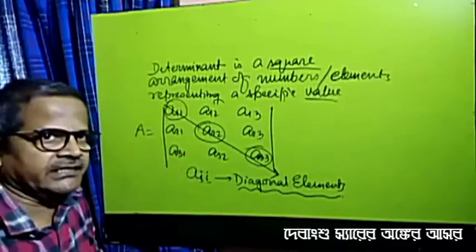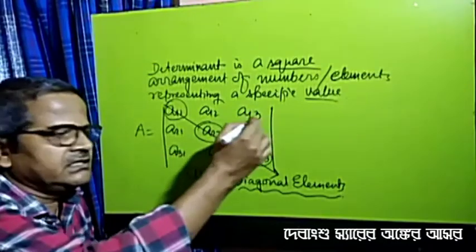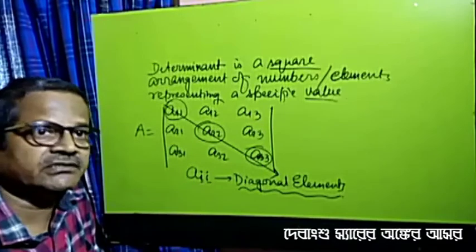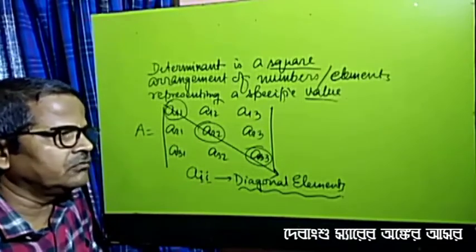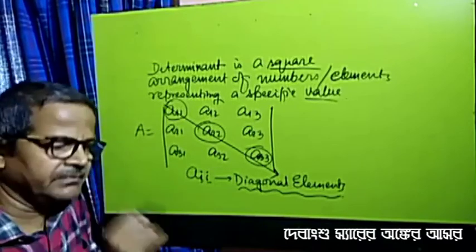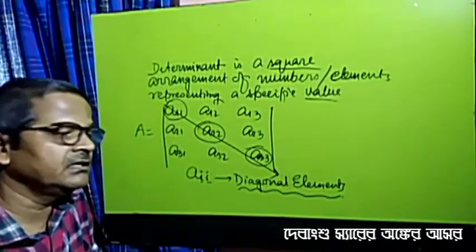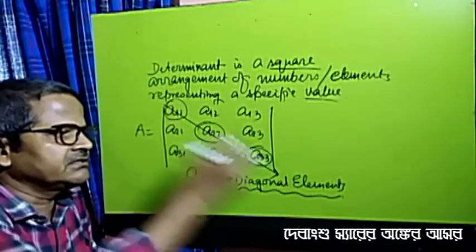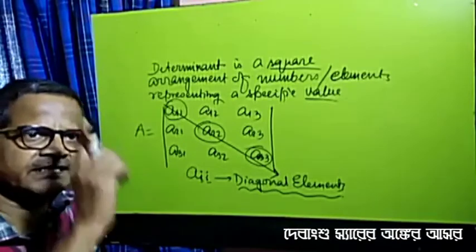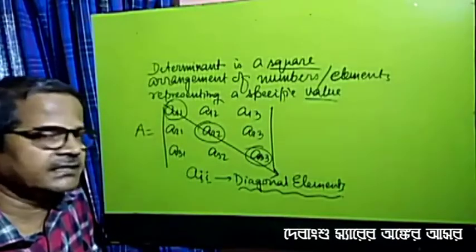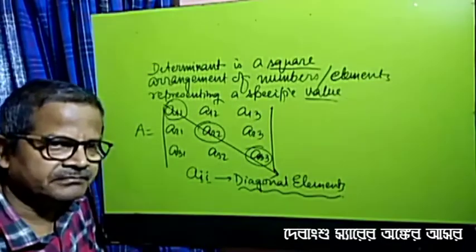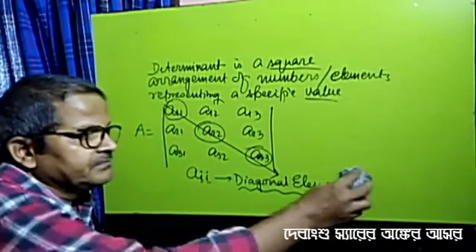These are not diagonal elements because this is of the form 1, 3, 3, 1. They don't have I and j equal. So in Aij, the elements with I equal to j are called diagonal elements, and this is called the diagonal of the determinant. So a determinant has a single diagonal. Diagonal element, you understood? That is very important sometimes.